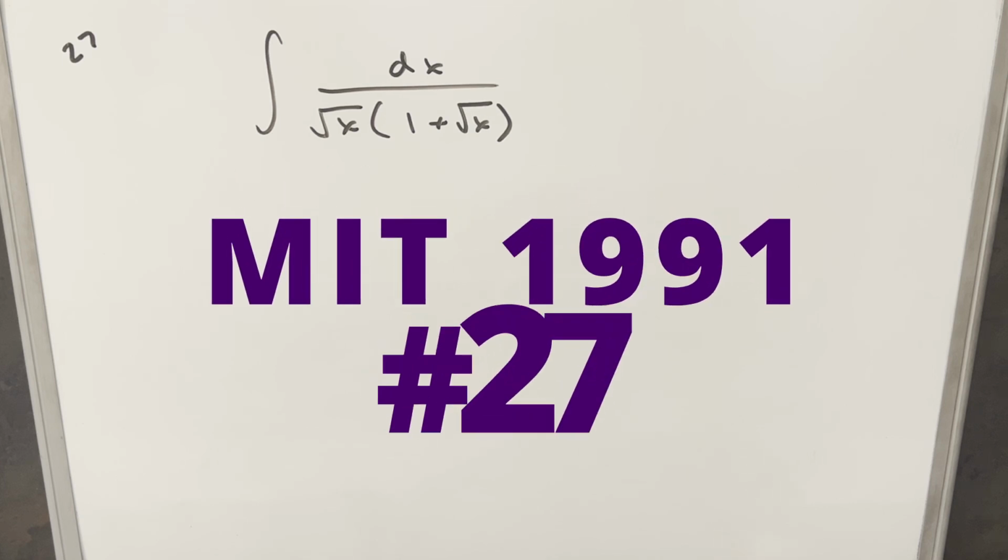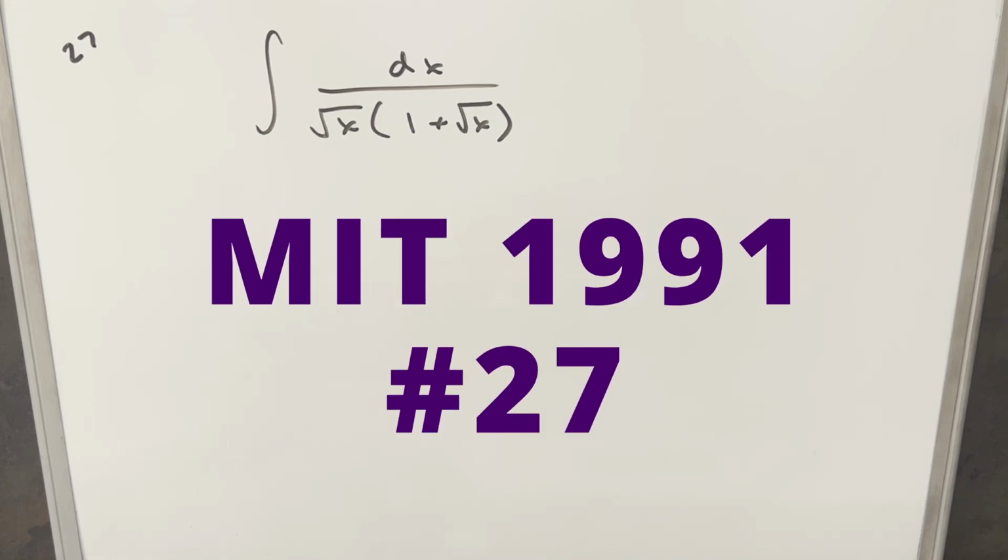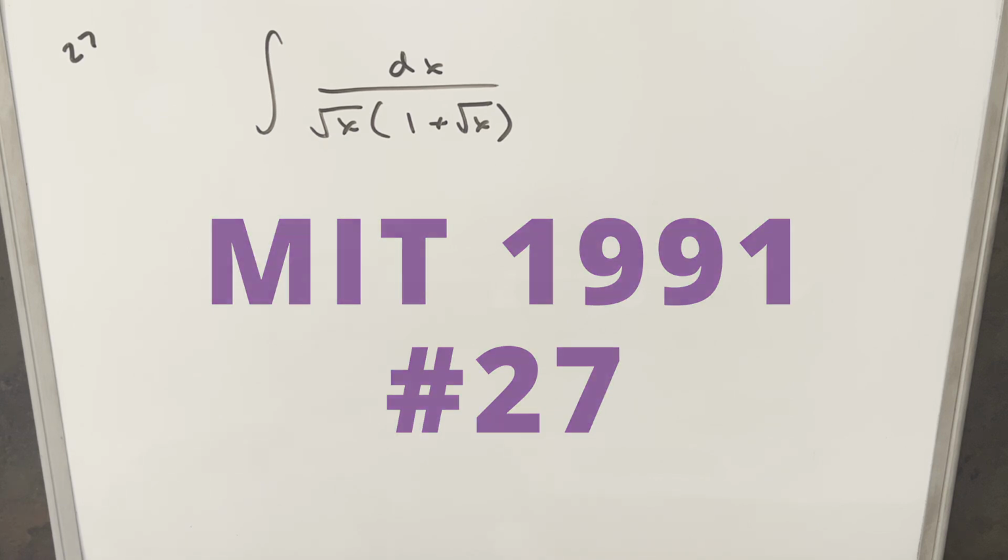Okay, we have here another interesting integral from the MIT integration bee all the way back from 1991. We have the integral of 1 over square root of x times 1 plus square root of x dx.